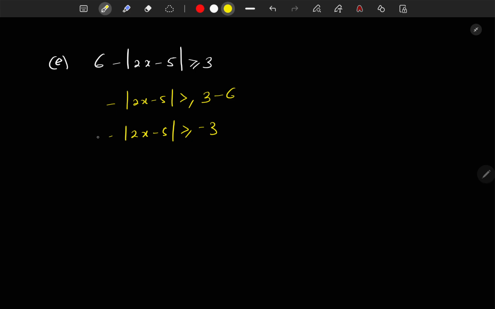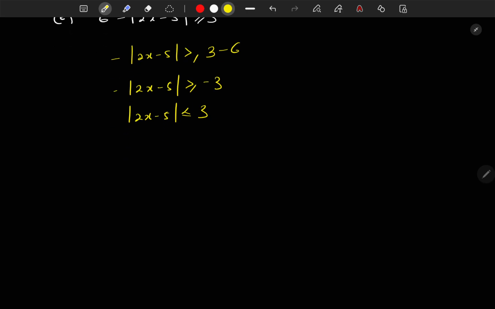So because of a negative here, we can divide or multiply both sides by negative, which will give us 2x minus 5. Because I'm dividing and multiplying by negative, the sign will change and takes me to that. I think when it reaches this stage, I think you are now cool. This becomes 2x minus 5 less than or equal to negative 3.